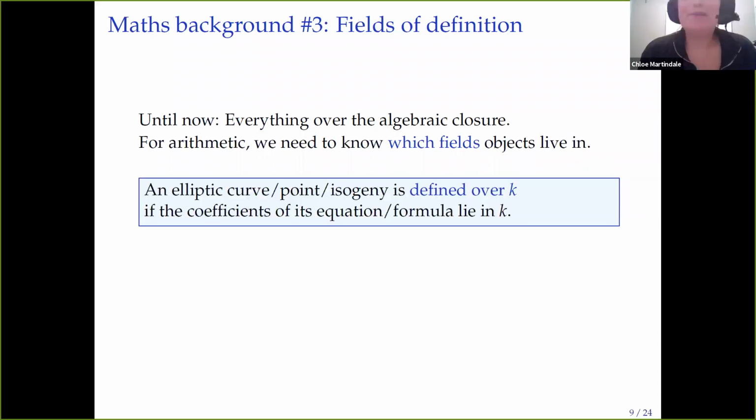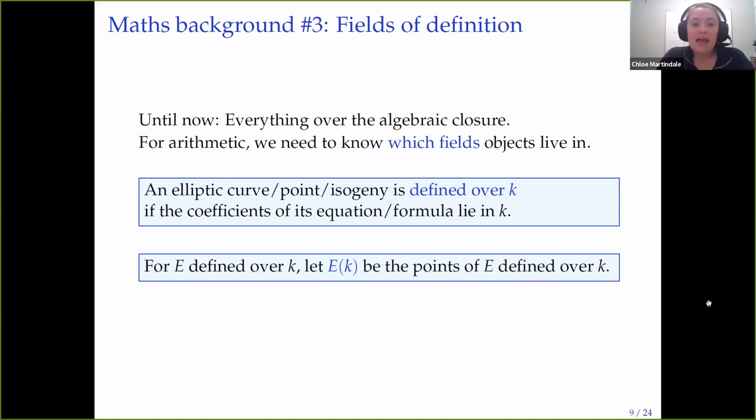This is terminology I've already used. An elliptic curve or a point or an isogeny is defined over a field K if the coefficients of its equation or formula lie in that field. So I'll often say "over something", and that's what that means. Here's another little bit of notation: for an elliptic curve E defined over a field K, we write E(K) for the points of E defined over that field K.